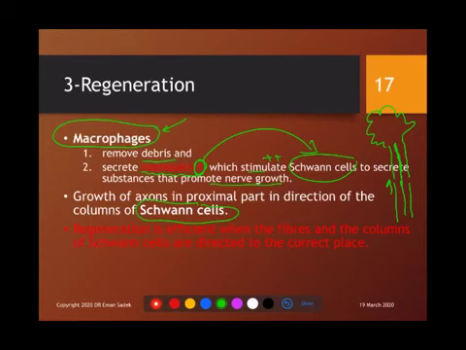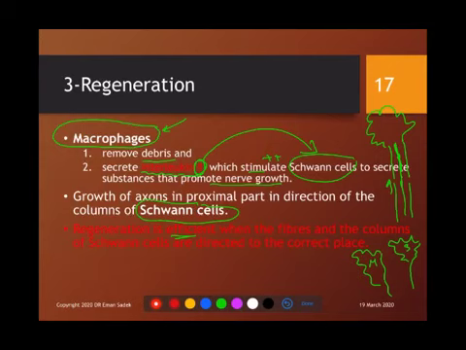This regeneration is very efficient when the fibers and the columns are directed to the proper place. What is the meaning of that? Here we have in the nerve a lot of nerve fibers, not one nerve fiber, we have a lot. You may have sensory and motor fibers in the same nerve, of course. Any spinal nerve is a mixed nerve, having sensory and motor together in this structure, the peripheral nerve.